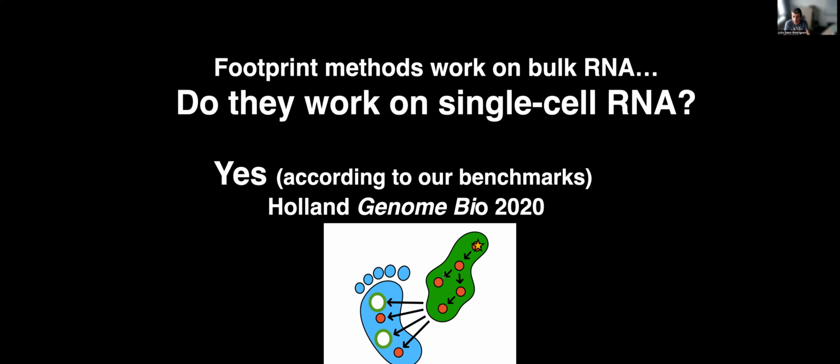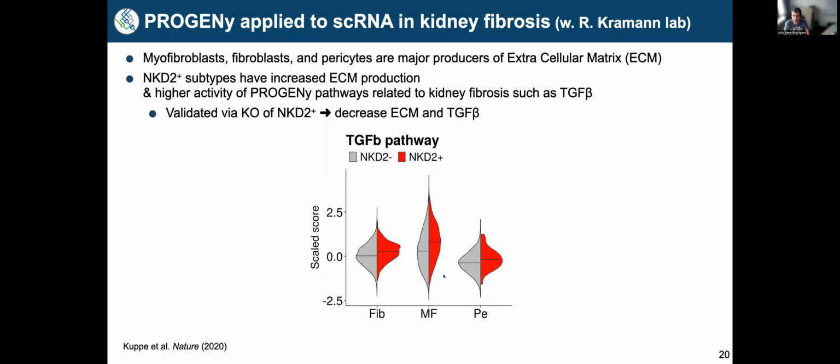So what this means then is that we can apply these methods to single cell data. This is just one example, a collaboration with Raphael Kramann in Aachen. They were looking at kidney fibrosis.